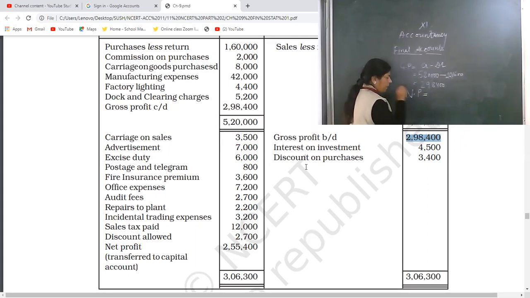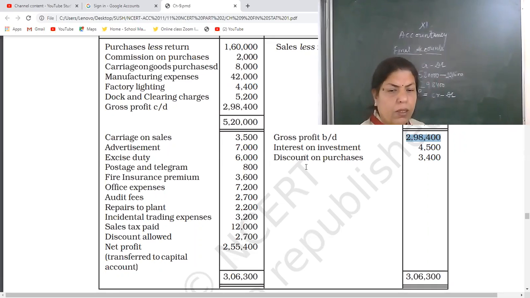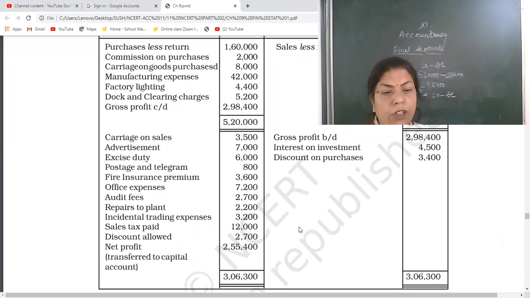Same total of credit minus total of debit. When we subtract the debit total from the credit total, if the amount is remaining this side, that will be termed as net profit. Okay? If the amount will remain this side, credit side, then it will be termed as net loss. Why? How can you say this is net loss?